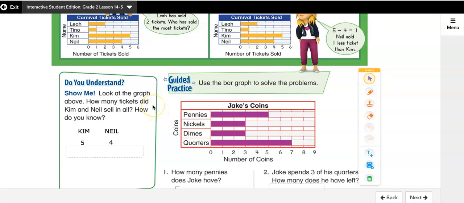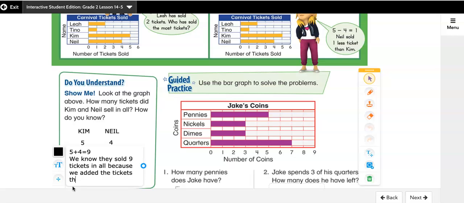But now my question is a little different this time. It says, how many tickets did Kim and Neil sell in all? Ooh, in all is one of those buzzwords that lets me know that I need to add those numbers together. And then it asks how we know. Well, we know because in all lets us add. So we're going to write an addition sentence. We're going to say 5 plus 4 equals 9. And then we're going to say, we know they sold 9 tickets in all because we added the tickets they each sold together.